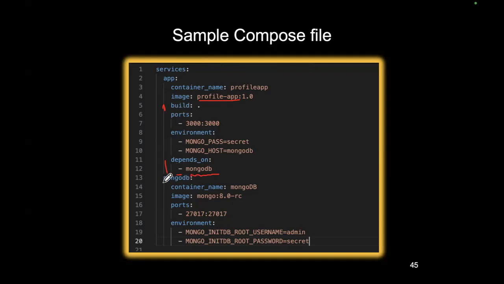Our second service is MongoDB, container name. Clearly, we are not going to be able to build the MongoDB image locally, so we don't have a build option here. We do have a build option here, but it doesn't make sense to have it here. We're just specifying the actual image that we want this container to be based on, ports as before, environments as before. Yeah, that's a simple example.